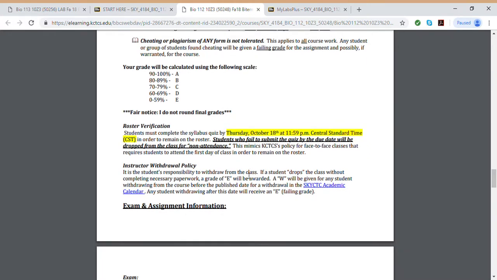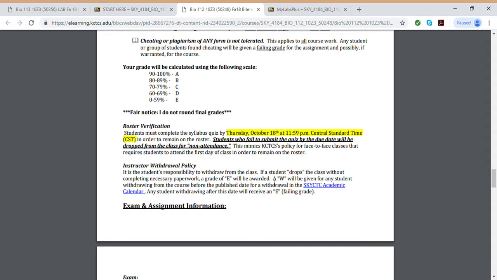Roster verification. This is a big one, so turn those listening ears on. If you do not sign in to MyLabs Plus and do the syllabus quiz by what's highlighted in yellow, then you will be dropped from the class due to non-attendance. And this is for the best, really. In the past, students that are dropped for non-attendance have asked to get back in, and then I'd let them in, and they would fail the course by the end of the semester. I'm not joking when I say that this happens 99% of the time, almost all. So if you are dropped for non-attendance, I will not be inclined to let you back into the class.